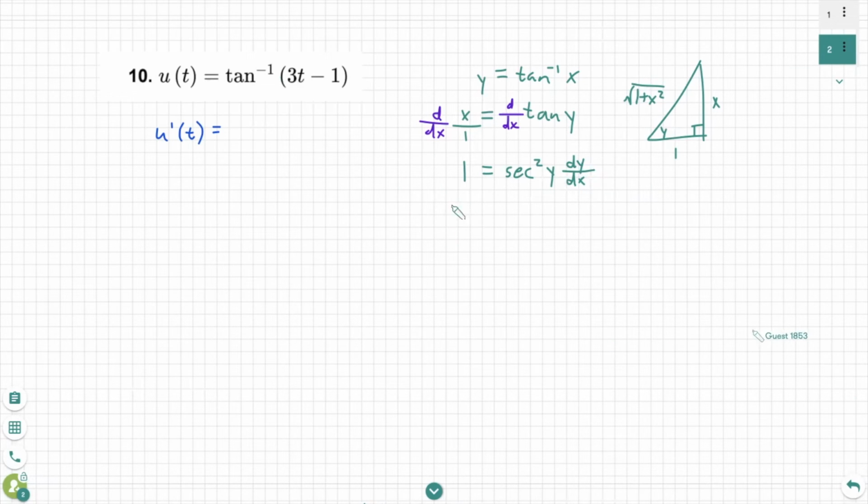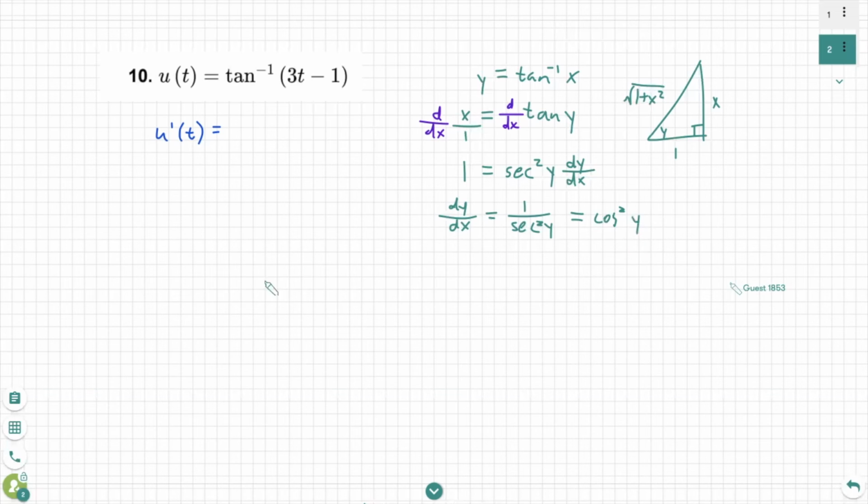So you divide by secant squared y. So you get 1 over secant squared y is equal to dy dx. All right, so how else can you write this? What's 1 over secant squared y the same as? Cosine, sorry, cosine squared y.